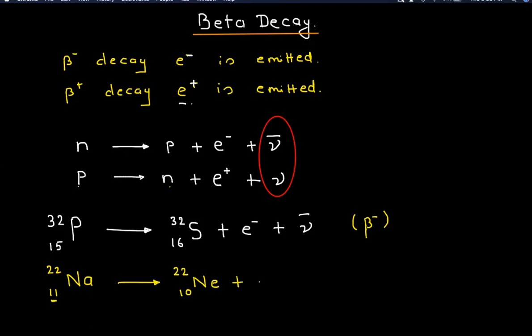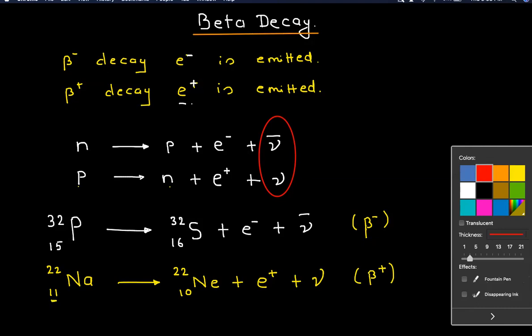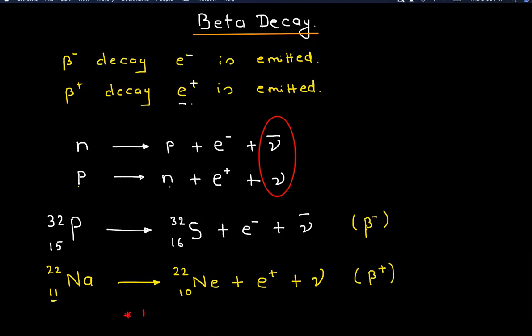22. So you can see that a chemical reaction only changes the electronic configuration. Here it changes the entire existence of it. There is a beta plus. Okay. So these are the two examples. One is beta minus, other is beta plus. And one very important point to note here is that mass number is unchanged in beta emission, whether it is beta plus or beta minus. Mass number remains unchanged.